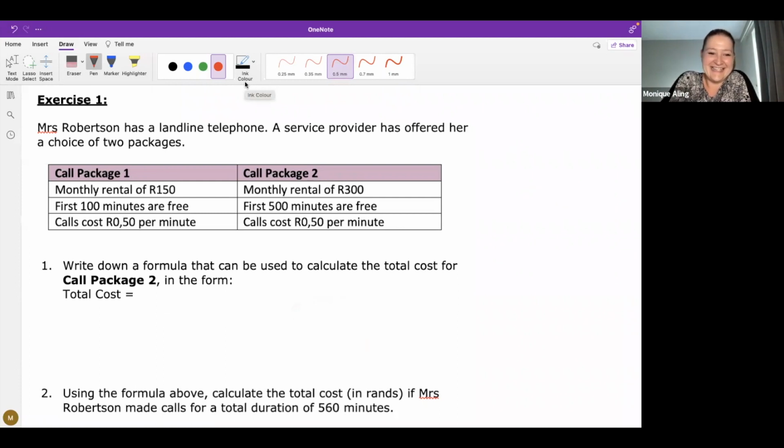I said total cost of core package 2 is equal to 300 Rand plus open brackets number of minutes minus 500 minutes, which are free, close brackets times 0.50 cents. Yes, excellent. That's exactly it.